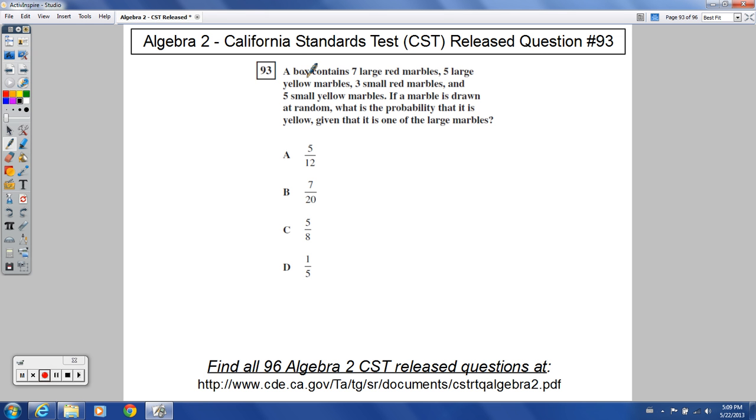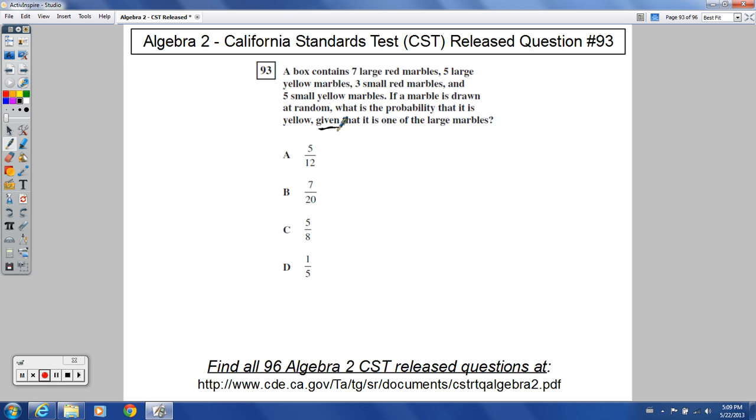So here's what it says. We've got a box that contains 7 large red marbles, 5 large yellow marbles, 3 small red marbles, and 5 small yellow marbles. If a marble is drawn at random, what is the probability that it is yellow, given that it is one of the large marbles?